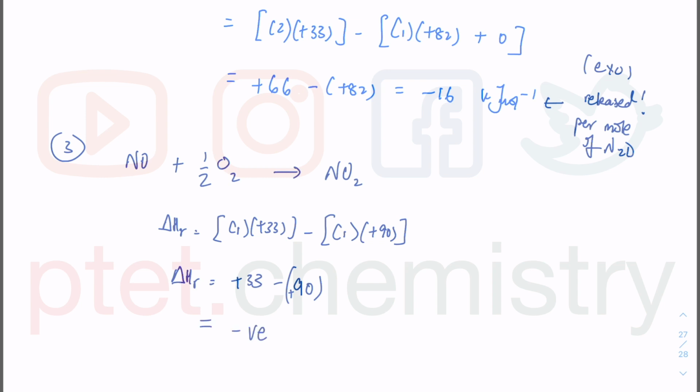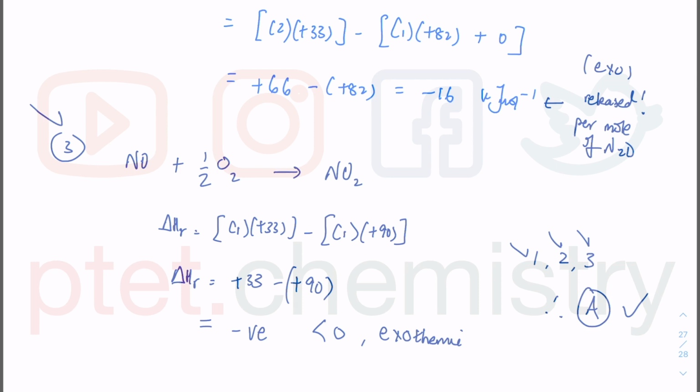I don't need to calculate it, because this is plus 33, this is minus 90. So again, it's negative, it's less than 0, it's exothermic, so option 3 is correct. So 1, 2, and 3 are all correct. So therefore, option A is the answer there.